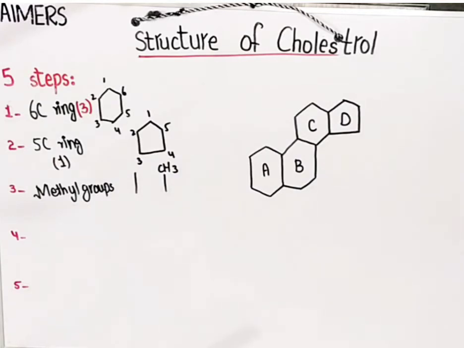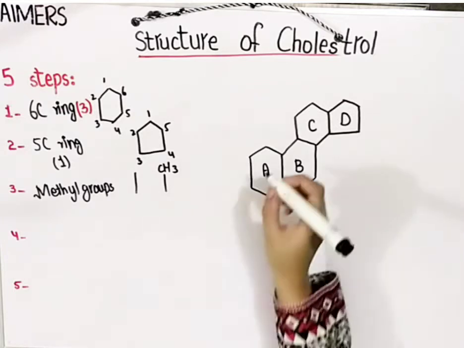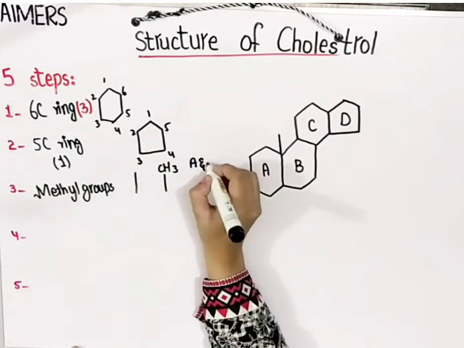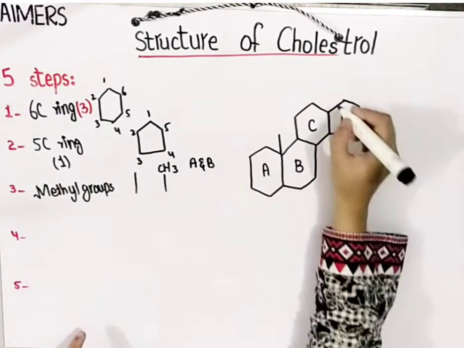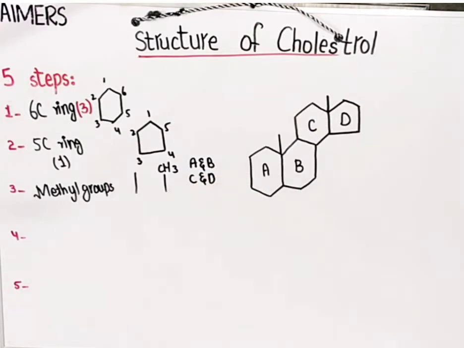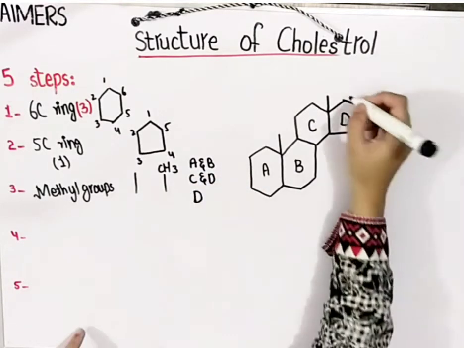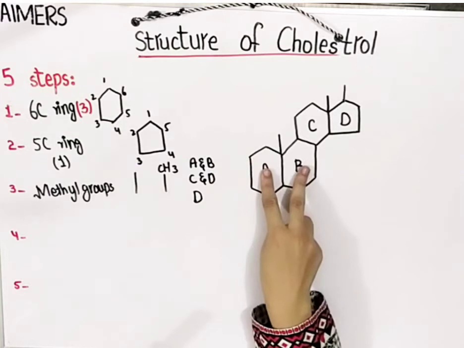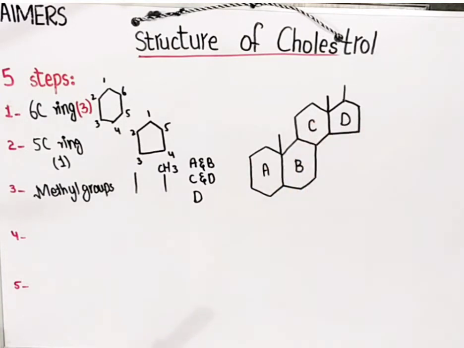So methyl group 1 would be added between A and B like this. Second, we will add it between C and D. Very easy, we have added it between C and D. And third, we have to add on D. So what is the third step? We have to add the methyl groups. We will add it between A and B ring, then between C and D ring, and then on the D ring. I'm telling you again and again, practice it with me, otherwise you will not be able to learn it. Okay, so we have added the methyl groups.